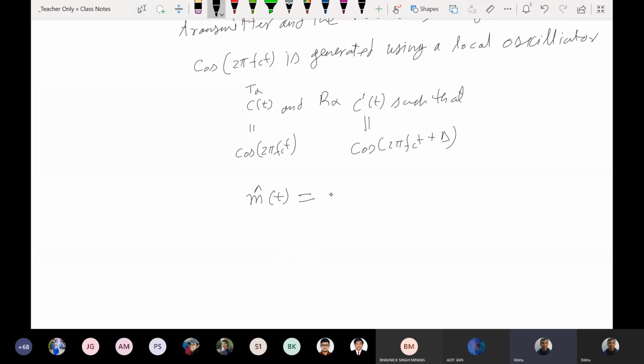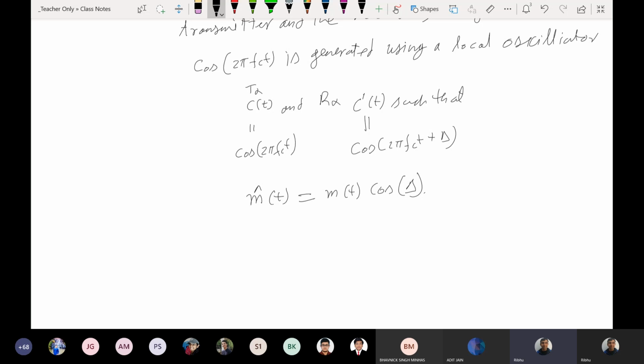Now, repeating the same math, and skipping a couple of steps, I can show that m hat(t) actually equals m(t) cos delta. So the phase difference between the transmitter side and the receiver side actually results in scaling of the received signal by a constant. Since cos delta is always less than 1, you will be receiving a smaller amplitude, which is still okay.